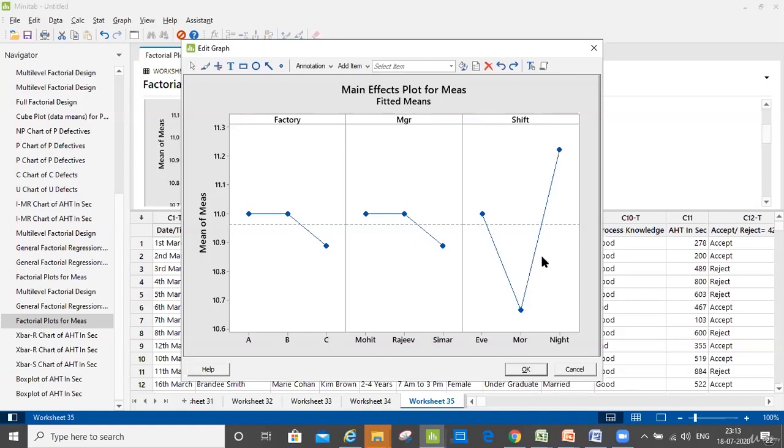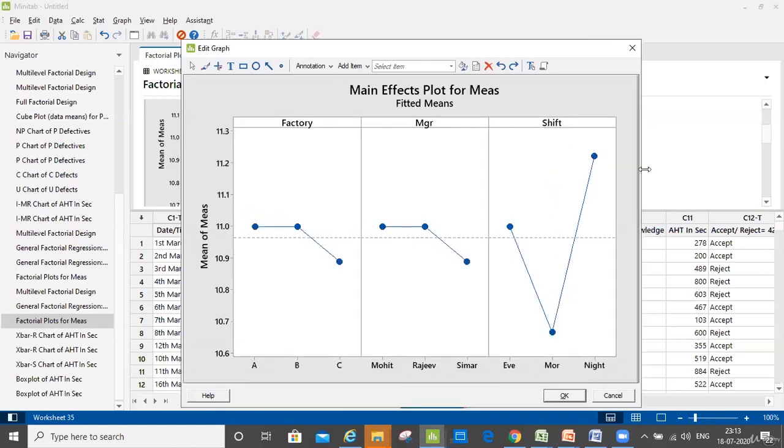Instead of Q plot, I clicked on the factorial plot. So this is how this figure comes up, and this shows which of these combinations we should go for. Okay. So here there is a tie.